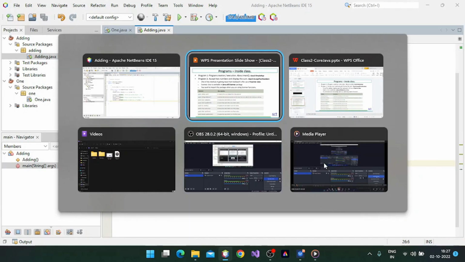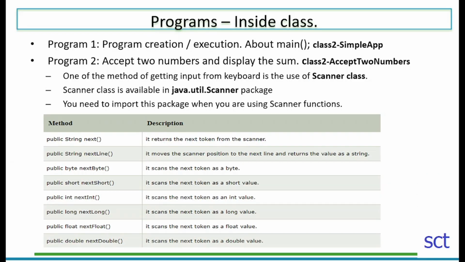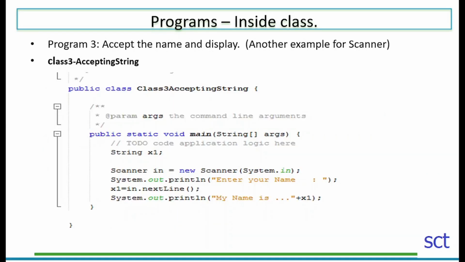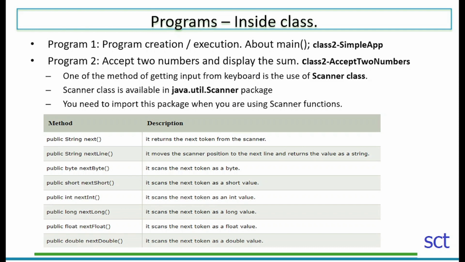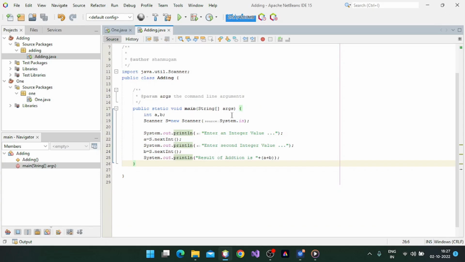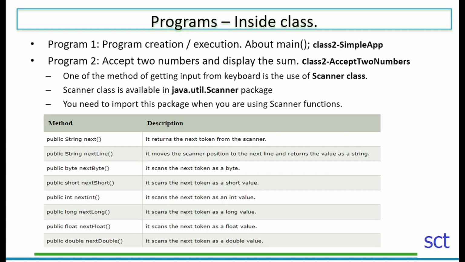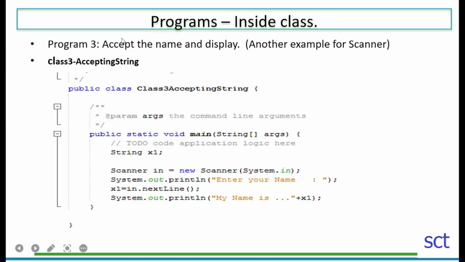Now let us go to the first program. We have seen a small program which is a simple hello world program. The second program is adding two numbers. We just saw this, adding two numbers. We also saw the result here. And let us go to the third program. The third program is accepting the name and displaying it here.